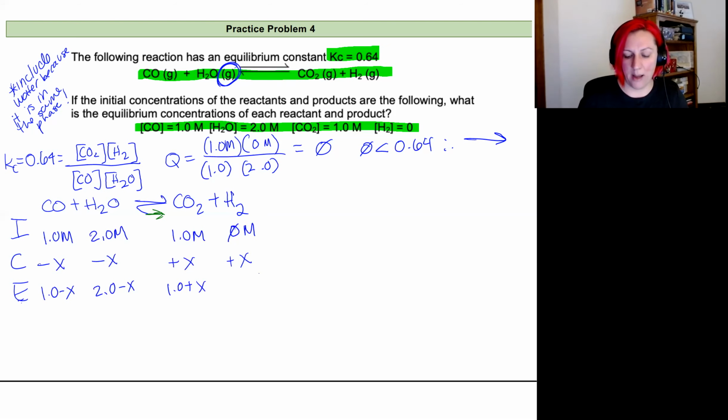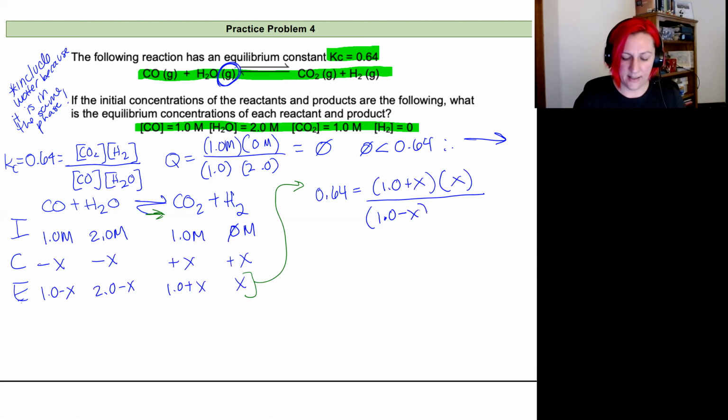So I've got 0.64 is equal to my products over my reactants. So I'm going to do my (1.0 plus x) times x, all divided by (1.0 minus x) times (2.0 minus x). Okay, now that I've plugged that in, it's time to solve for x. I'm going to update some instructions here. Now I'm going to work on solving for x.